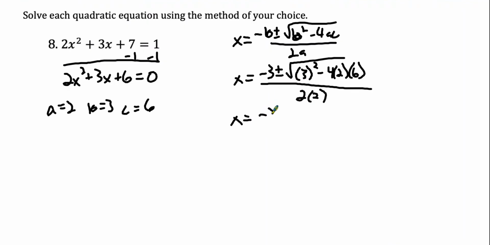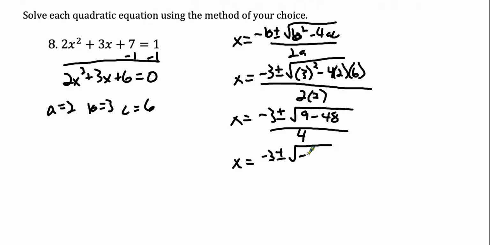So negative 3 plus or minus the square root of 3 squared is 9, then negative 4 times 2 times 6 would be minus 48, all over 2 times 2 is 4. So inside of my square root, 9 minus 48 is negative 39. So now from here, I want to split this up into two fractions. So negative 3 over 4, plus or minus. And now here, I'll go ahead and simplify this.